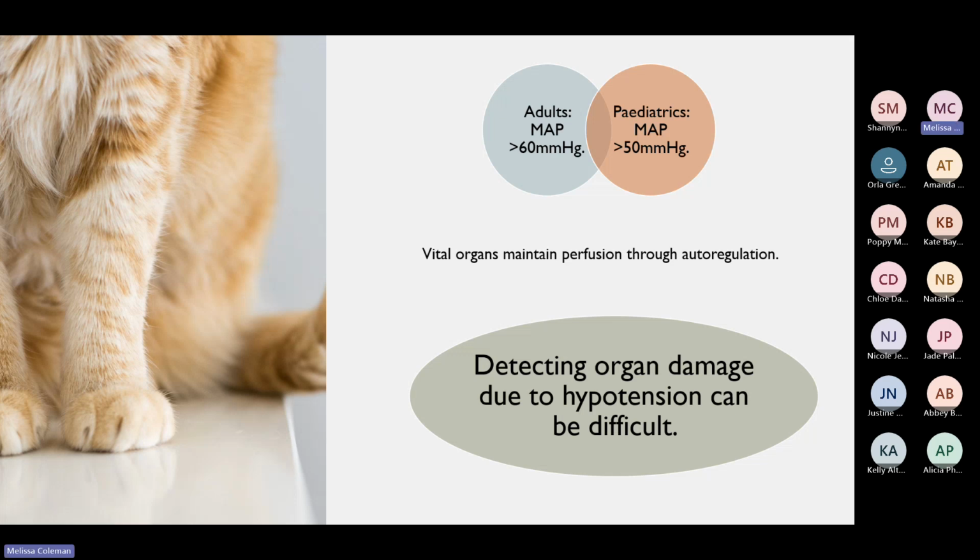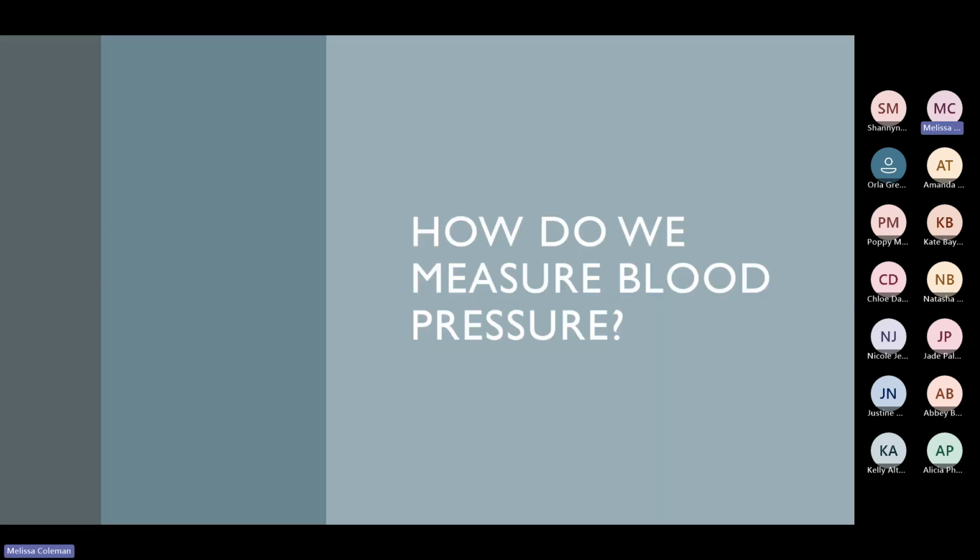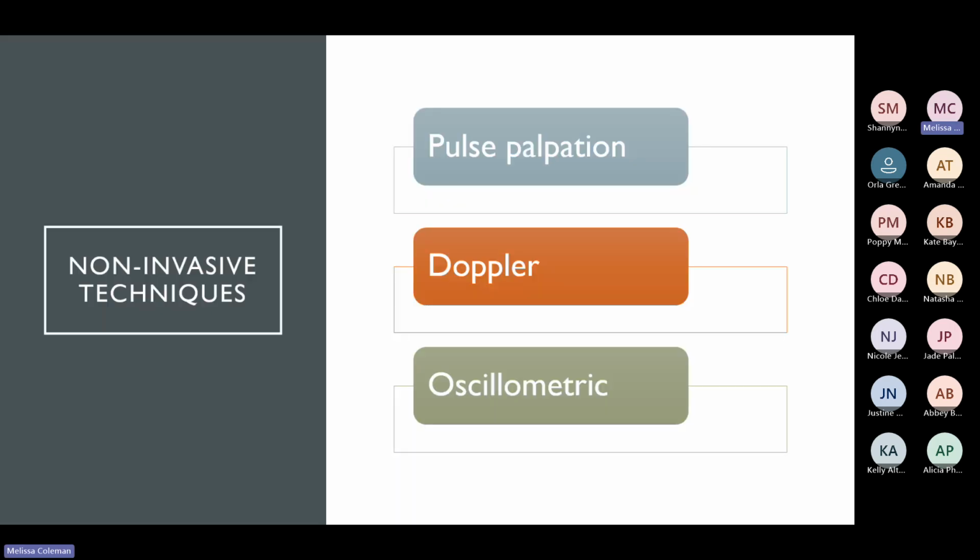I'm rambling, I'm sorry. So how do we measure blood pressure? There are many different ways to measure blood pressure. Each varies significantly in terms of reliability and accuracy. So we're just going to look at each method and how to optimize their use. So we have our non-invasive techniques, which are pulse palpation, Doppler, and our oscillometric.